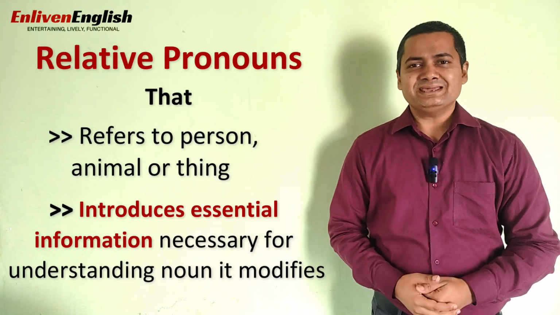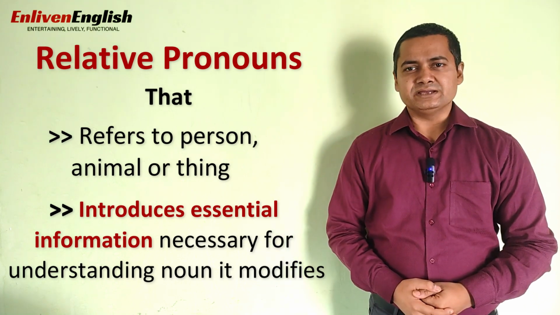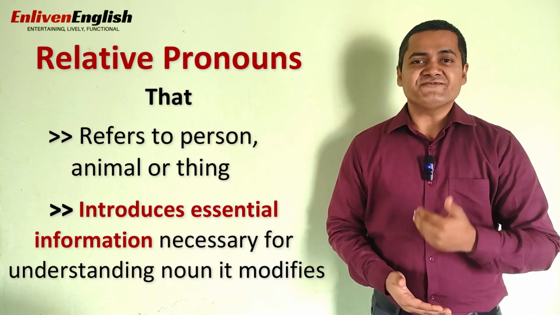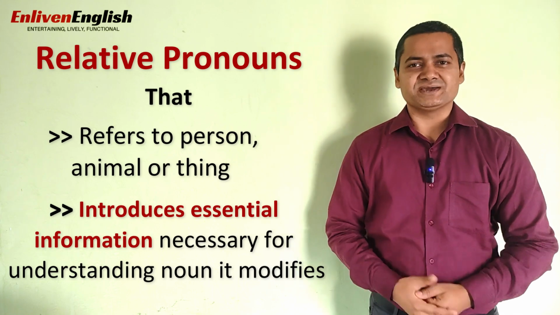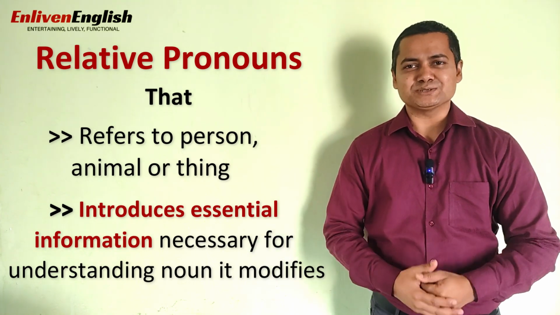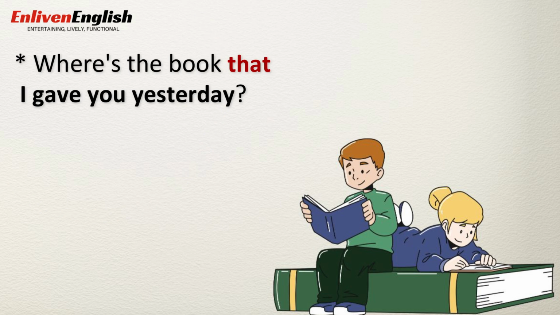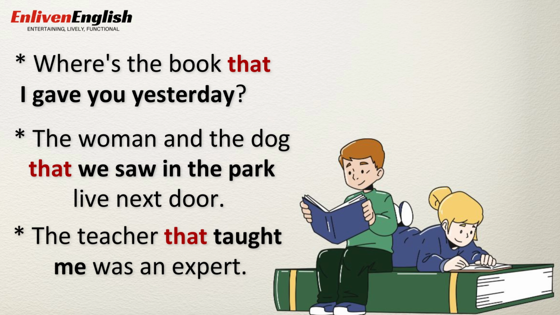That, interestingly, can refer to a person, animal, or a thing. It introduces a clause that shares essential information necessary to understand the noun it modifies. Let's see some examples to understand this. Where's the book that I gave you yesterday? The woman and the dog that we saw in the park live next door. The teacher that taught me was an expert.